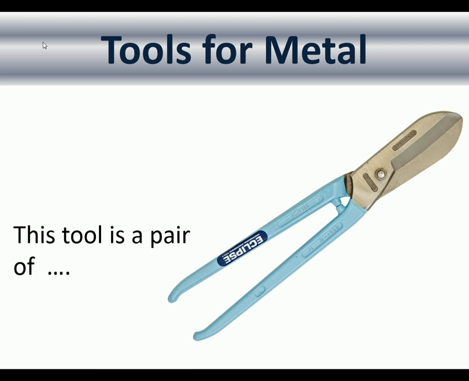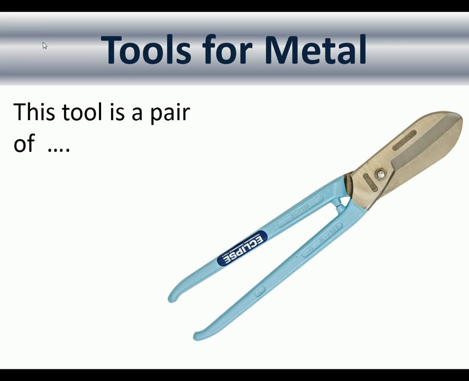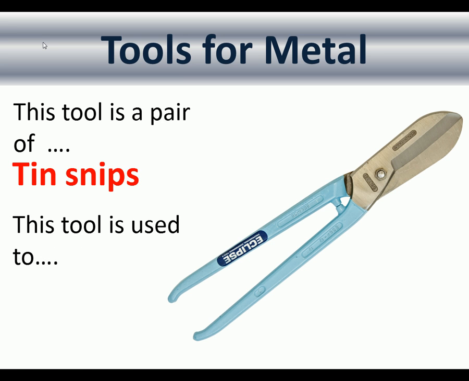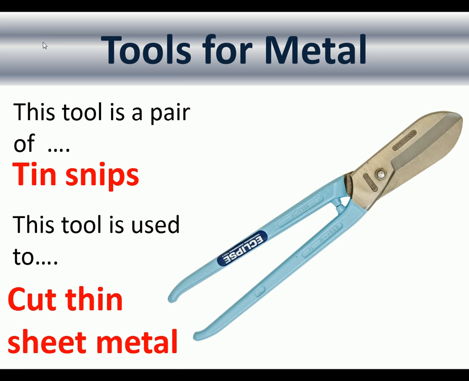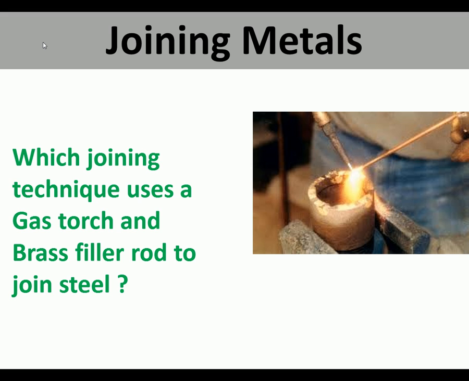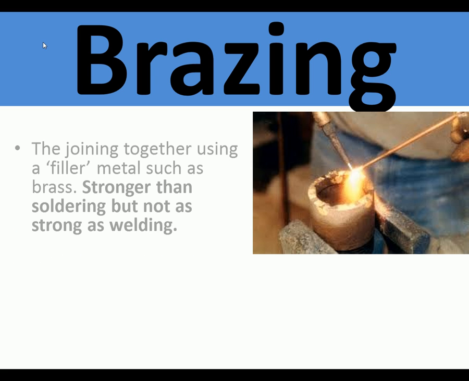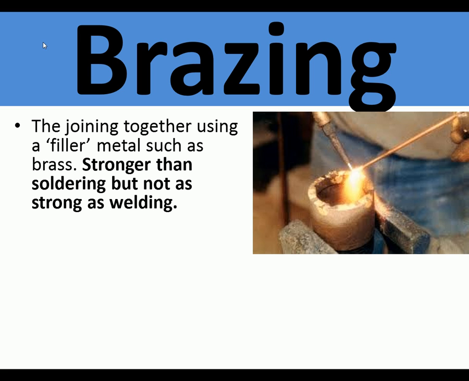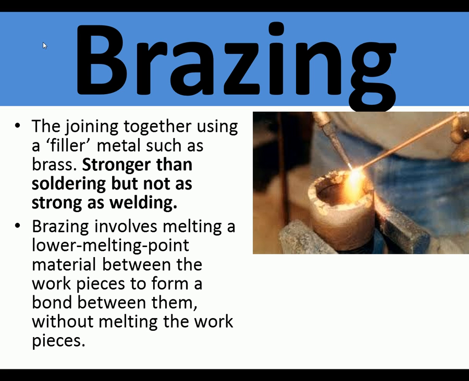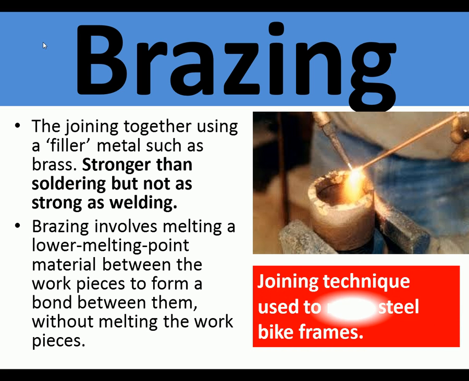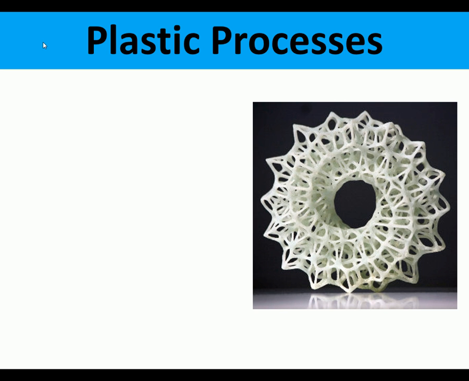Tools for metal. This tool is a pair of tin snips. This tool is used to cut thin sheet metal. Joining metals. Which joining technique uses a gas torch and brass filler rod to join steel? Which joining technique is this? This is brazing. Not as strong as welding, but stronger than soldering. Often called hard soldering. And that's used to make steel bike frames.